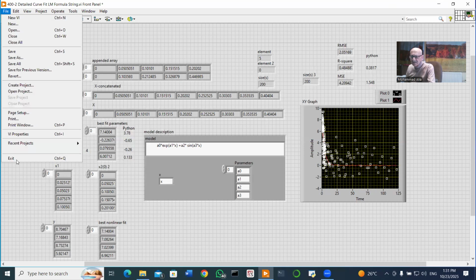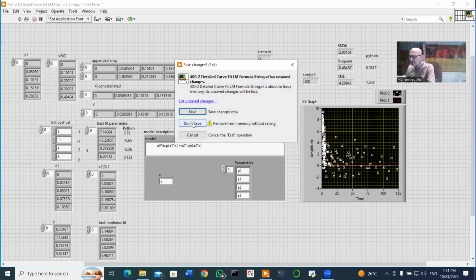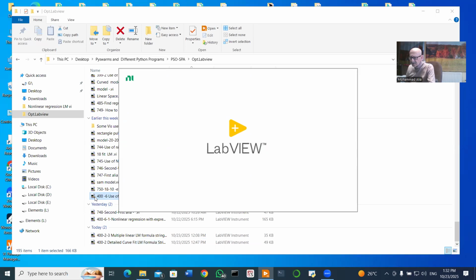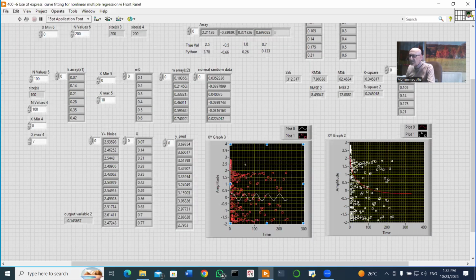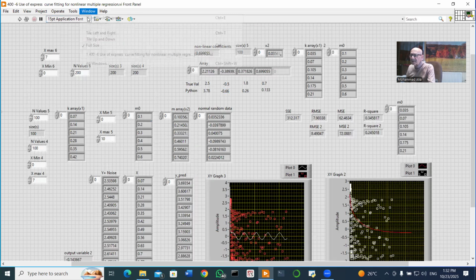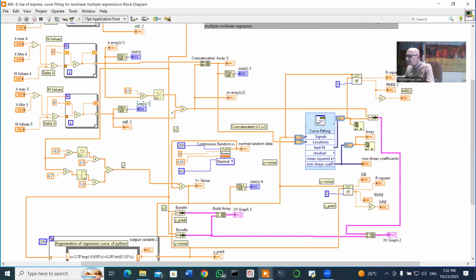File, exit, don't save. I want to keep it. I have prepared for you also another example, which is example 400 6. Continue. Okay, let's go to the block diagram and see what we have here.